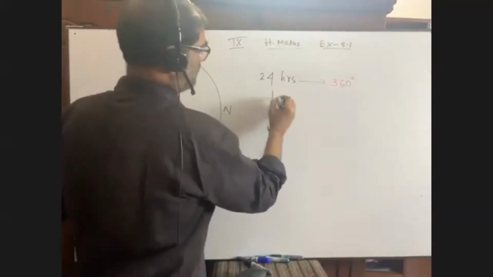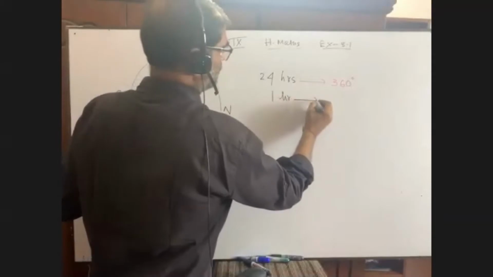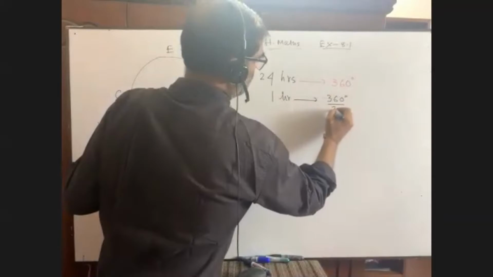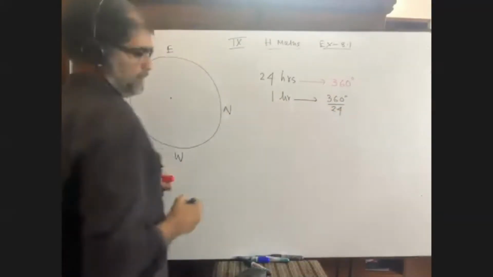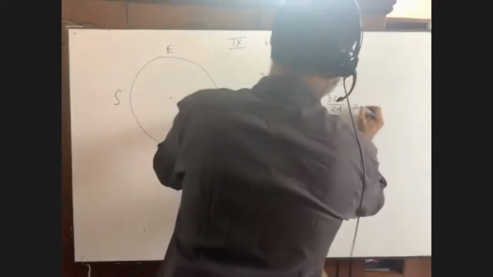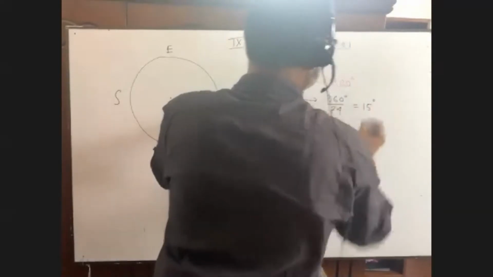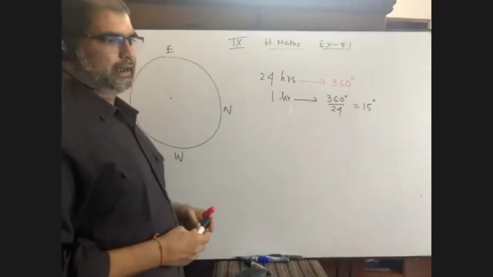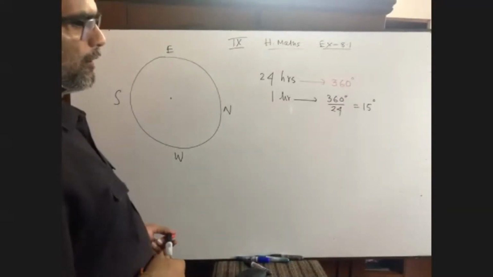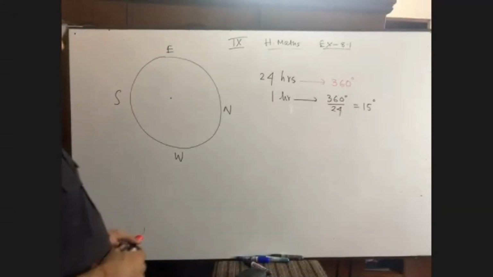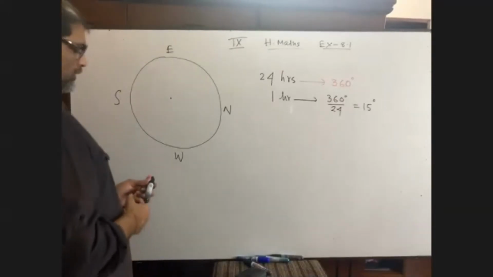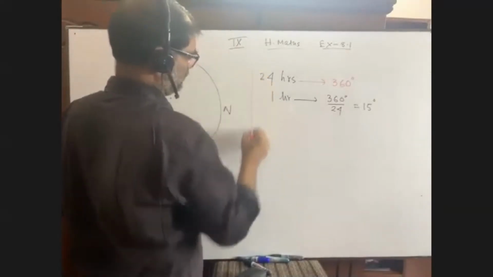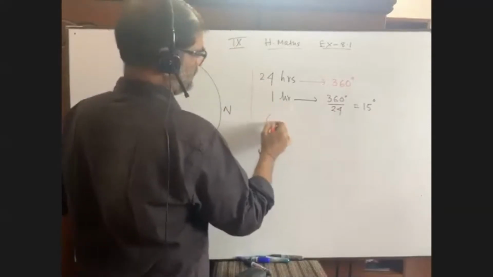But for 1 hour, it rotates 360 degree divided by 24, calculate, equals 15 degree. That means for every hour, the Earth rotates 15 degree. Is it okay? Okay, 1 hour means what? Talk to me.